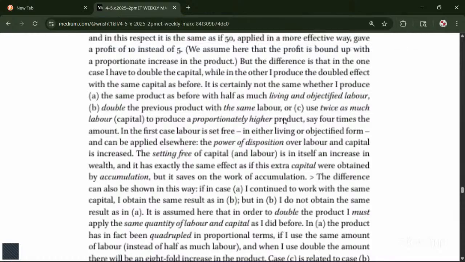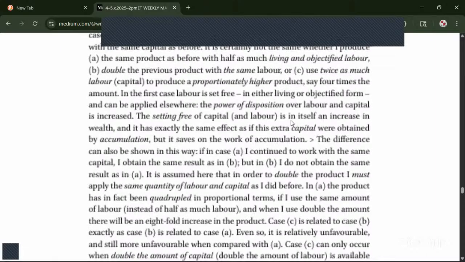It is assumed here that in order to double the product, I must apply, that is Table 1 must apply, the same quantity of labor and capital as it did before. In A, the product has in fact been quadrupled in proportionate terms if Table 1 uses the same amount of labor instead of half as much, and when it uses double the amount, there will be an eightfold increase in the product.